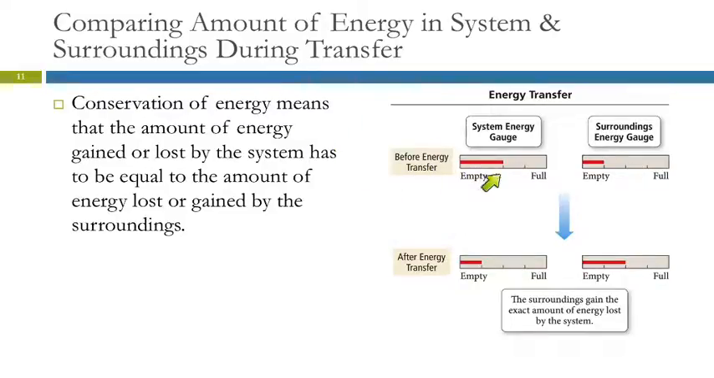So think of these as like fuel gauges. Here's the system energy, it's half full. Here's the surroundings energy, it's a quarter full. After the transfer of energy, the system is a quarter full and the surroundings are half full. Because all of the energy that left the system went to the surroundings. Any questions?